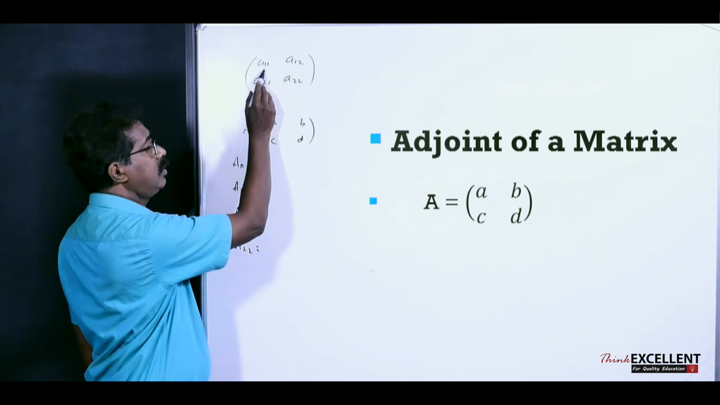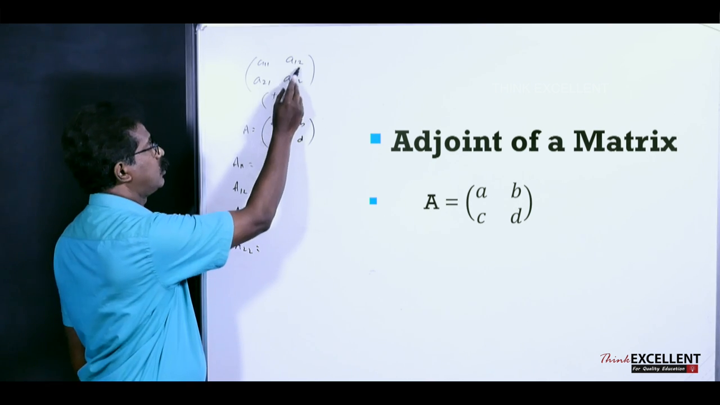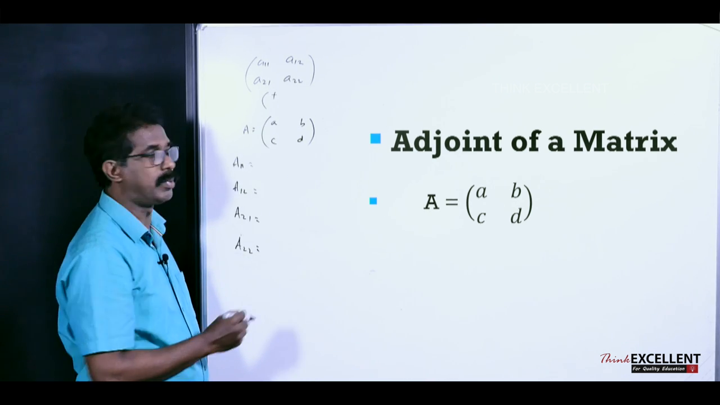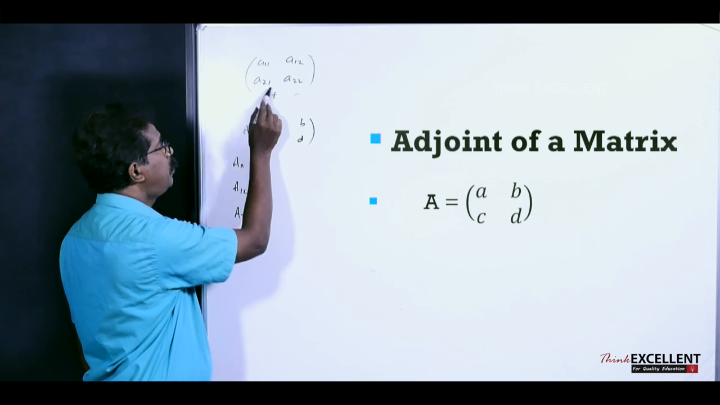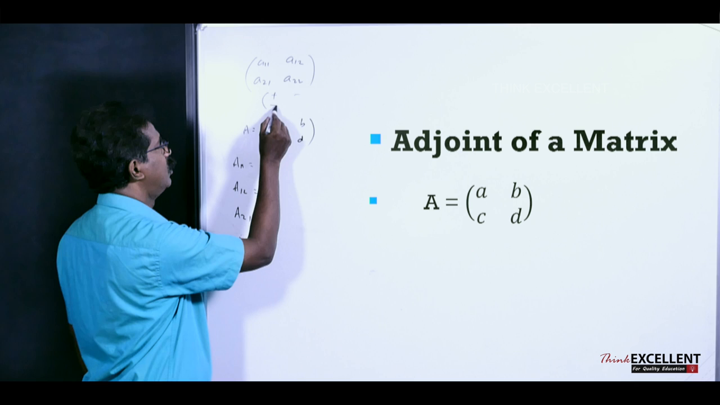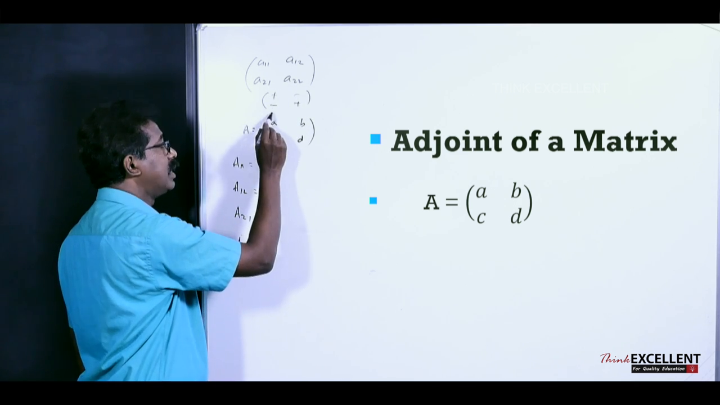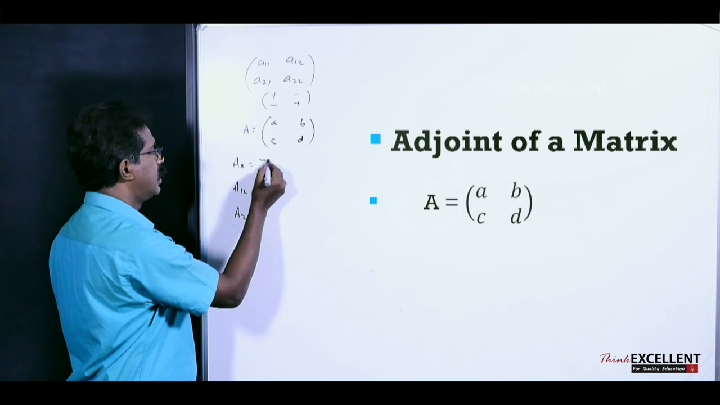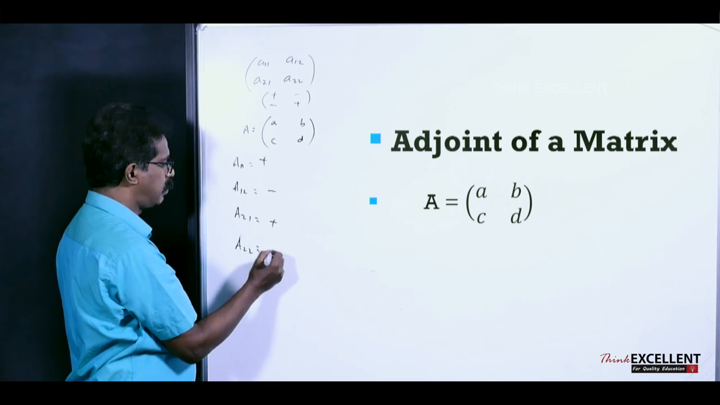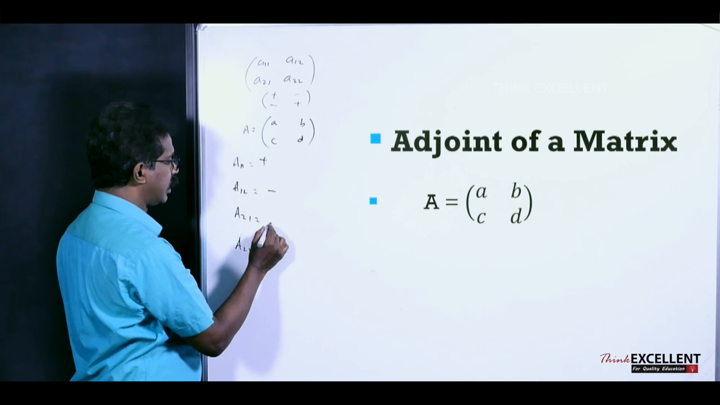So 1 plus 1, 2, it is plus. 1 plus 2, 3, odd number, minus. 2 plus 1, 3, odd number, so again minus. 2 plus 2, 4, even number, so plus. Plus, minus, minus, plus, so be very careful. You have to be very careful in this, okay?